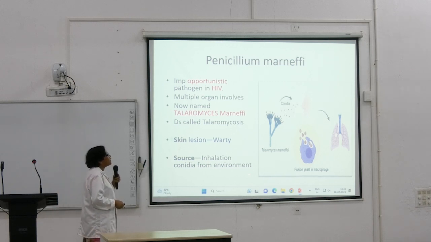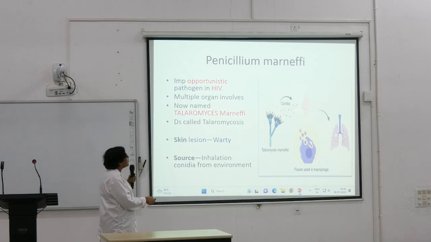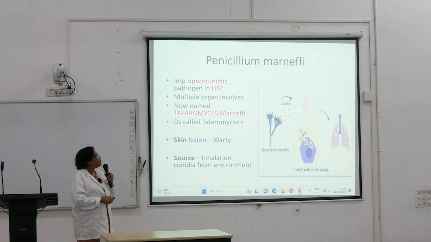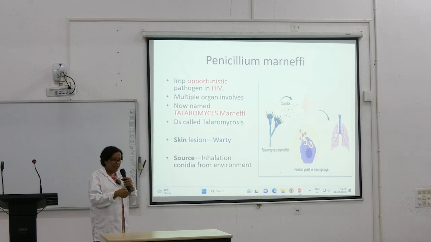inhalation of conidia from the environment. You can see these are the yeast form, and this is the whole picture of Talaromyces marneffei. These are the conidia. This is the nose. You can see after inhalation it goes to the lung, infection in the lung. In the lung, in the macrophage, there is yeast form. In yeast there is binary fission like bacteria.